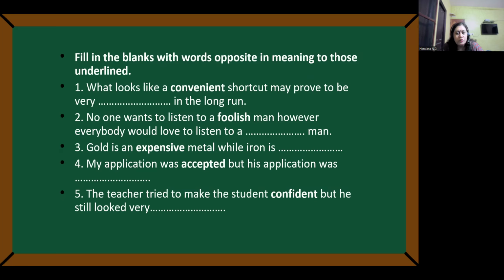No one wants to listen to a foolish man. However, everybody would love to listen to a wise man. Antonym of foolish is wise. Gold is an expensive metal while iron is, antonym of expensive is inexpensive. My application was accepted, but his application was rejected. Accepted, rejected. The teacher tried to make the student confident, but he still looked very unconfident.